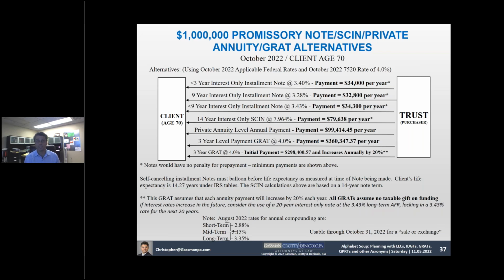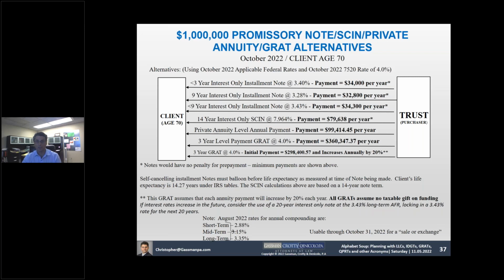Well, they would require a significant premium on the interest rate, and we use an actuarial software program known as Tiger Tables to help us calculate this interest rate. Here it was 7.96%, almost 8%.